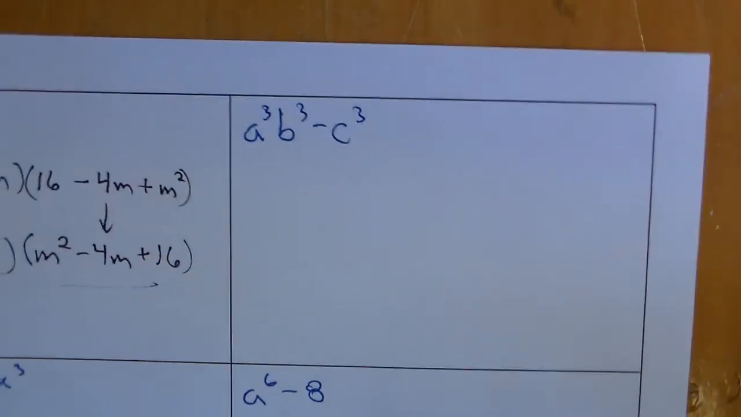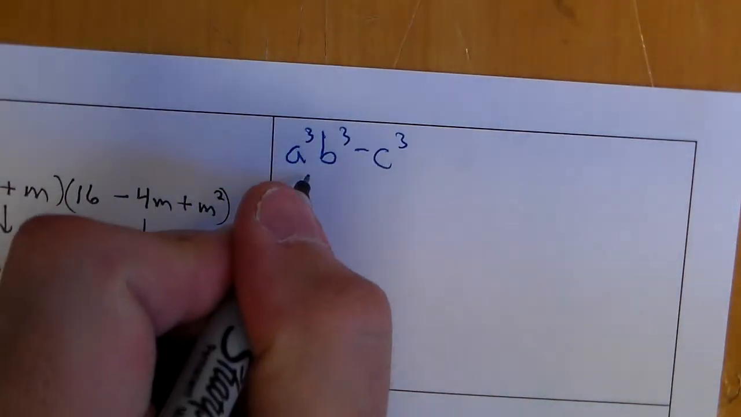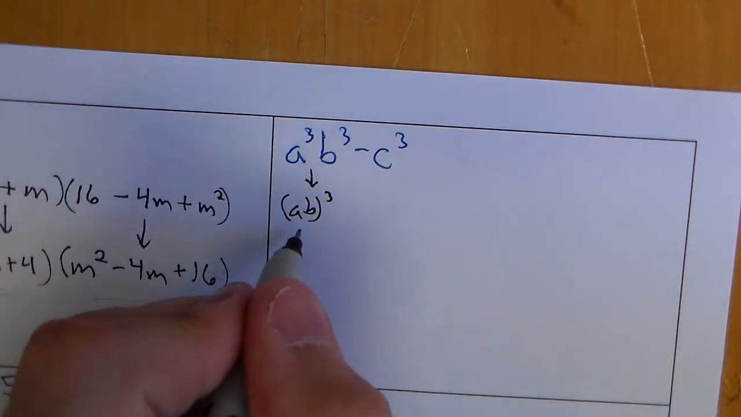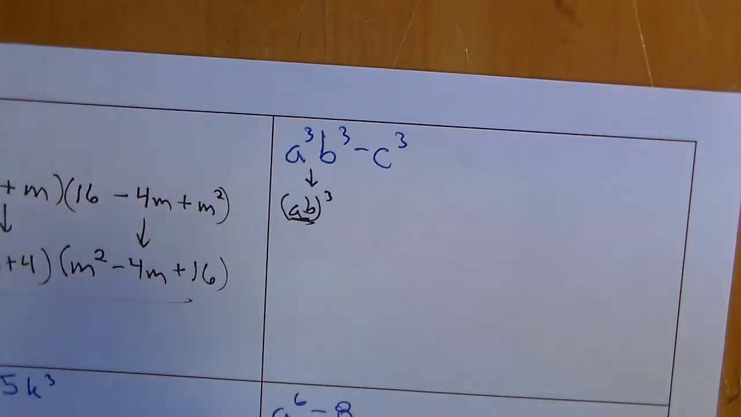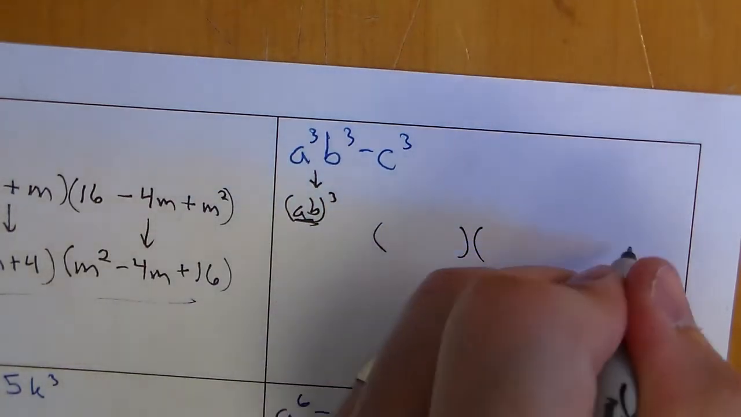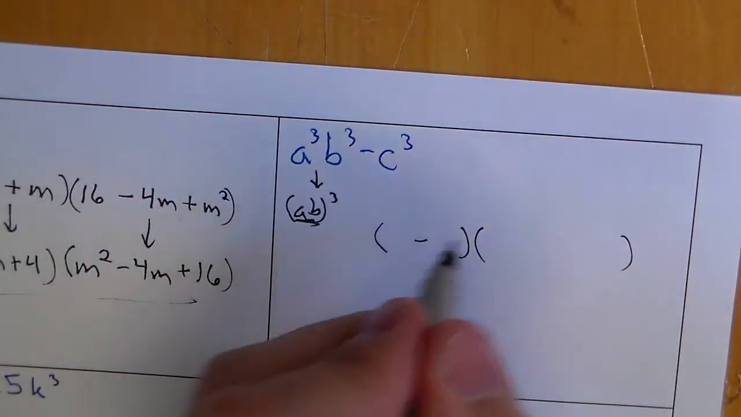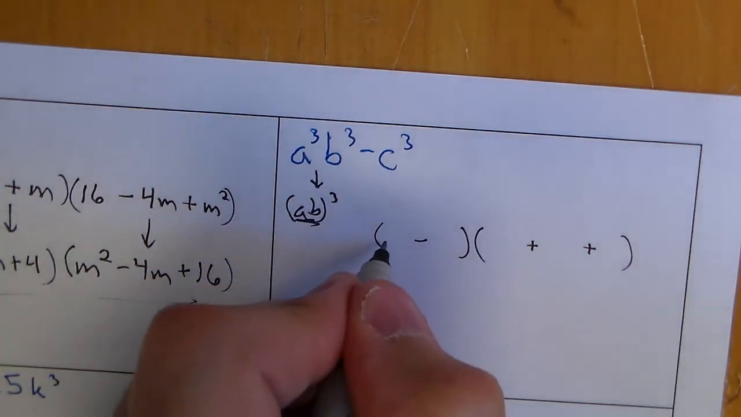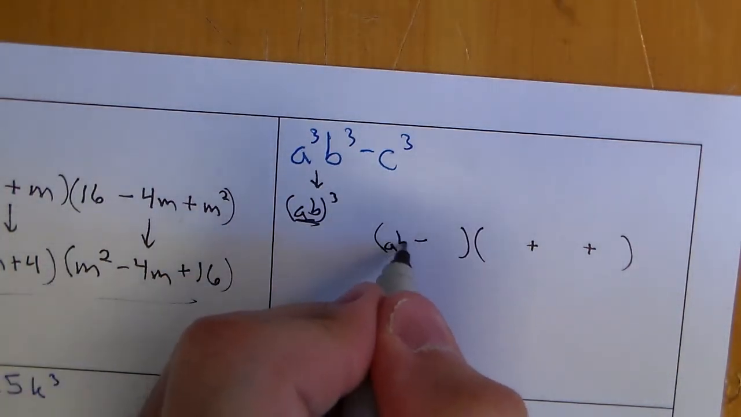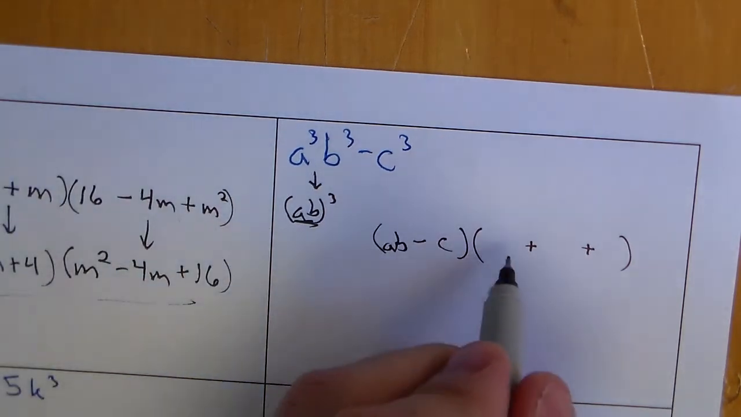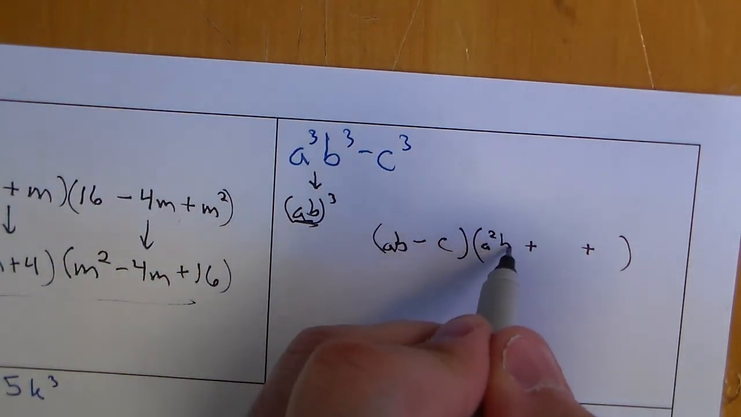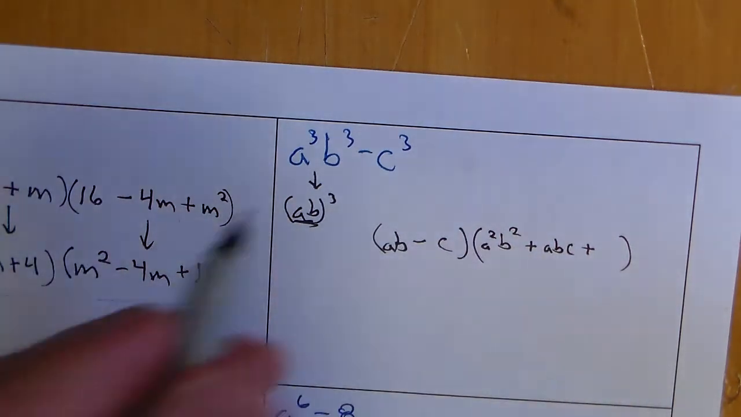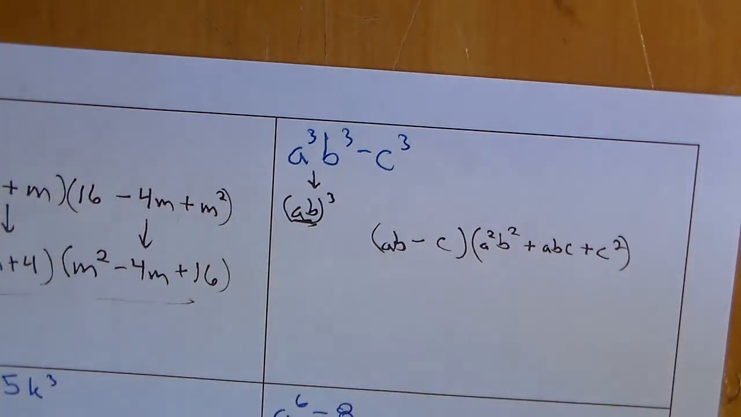Now, what if it's suddenly a cubed b cubed? We have to remember that this is the same as saying ab to the third, which means that ab is that first unit that we want. So our signs, we go same sign, opposite, always positive. It's first unit, ab, minus c. Then it's the first unit squared, a squared, b squared. Then we multiply the two, a, b, c, and then the last term squared, c squared.